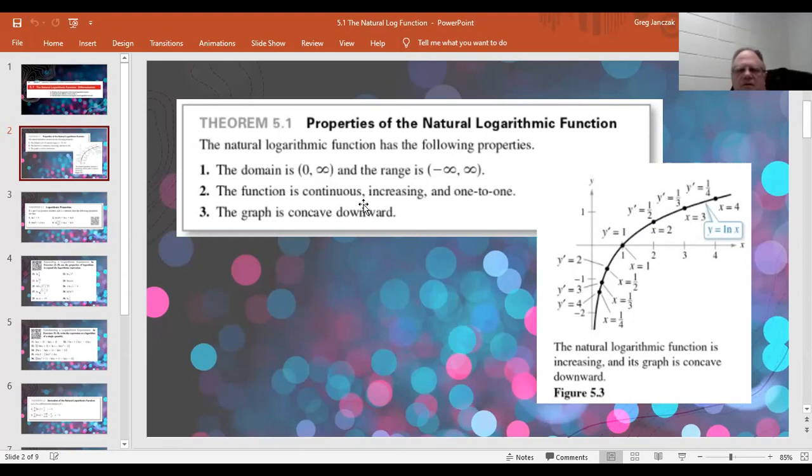So the function is continuous, and it does increase, and it is 1-to-1, where if we were to apply the horizontal line test, no matter where you draw that horizontal line, it only intersects the function at 1 point. And so the graph is concave down. All right, questions with that?